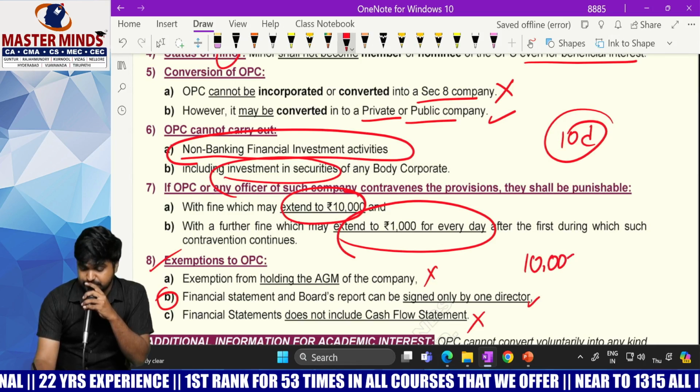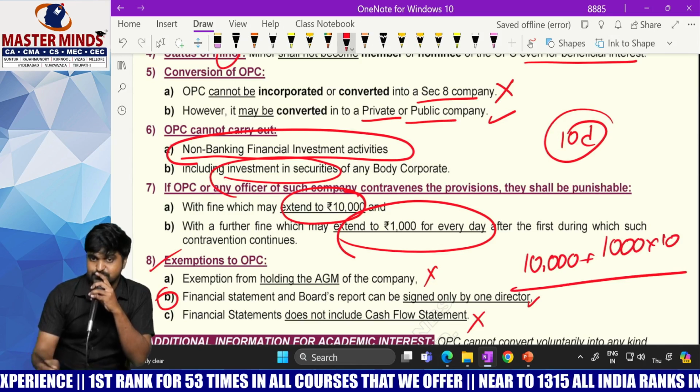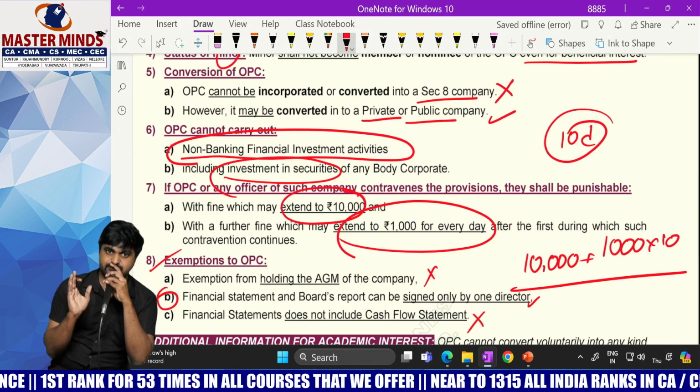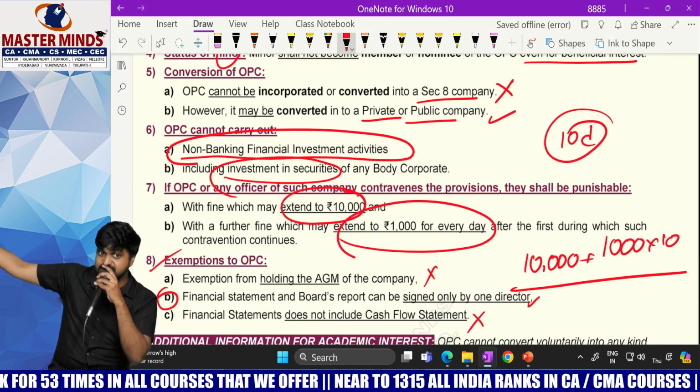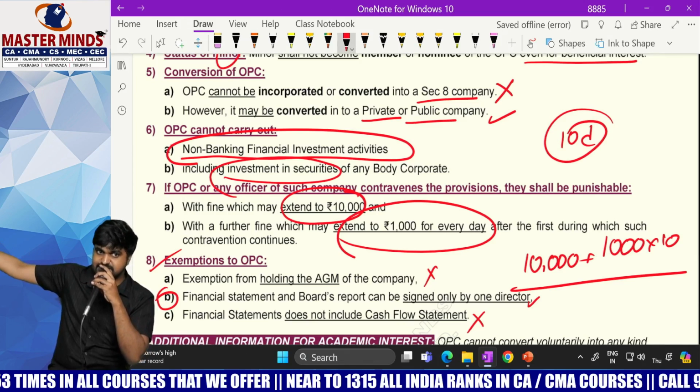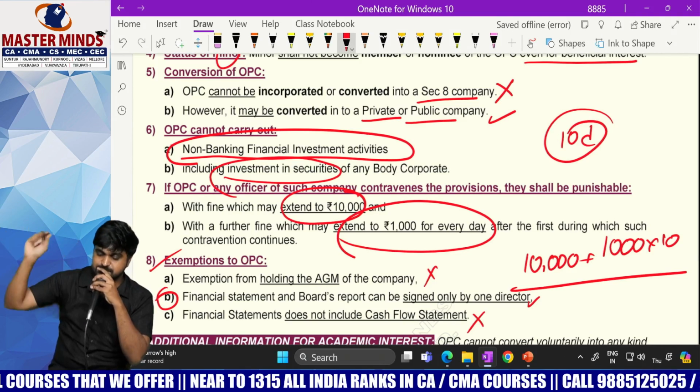Up to 10,000 plus up to 1,000 per day for 10 days. So this will become the total punishment for you. This punishment is applicable when you fail to comply with these provisions. Whatever we discussed till now, these provisions need to be complied with. If you fail, you need to face this punishment.